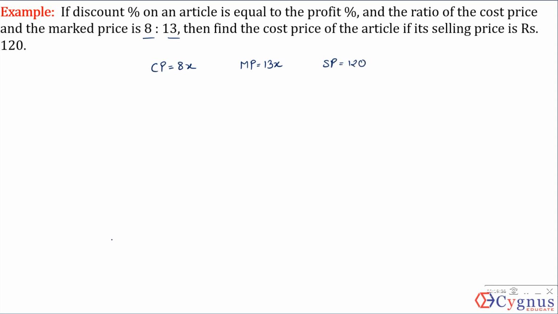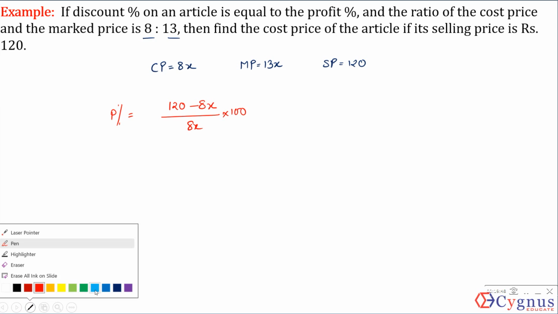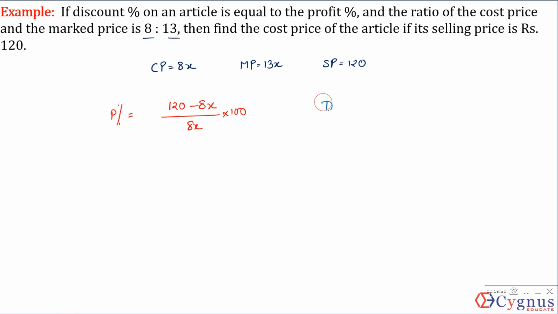120. Fine. How do we calculate the profit? Profit percent is always equal to selling price minus cost price by cost price into 100. Yes or no? The next one is what? Discount percent. How do we calculate discount percent here? Discount percent is equal to mark price minus selling price by mark price into 100. And it's given that profit percent is equal to discount percent. That means I can equate these two values.